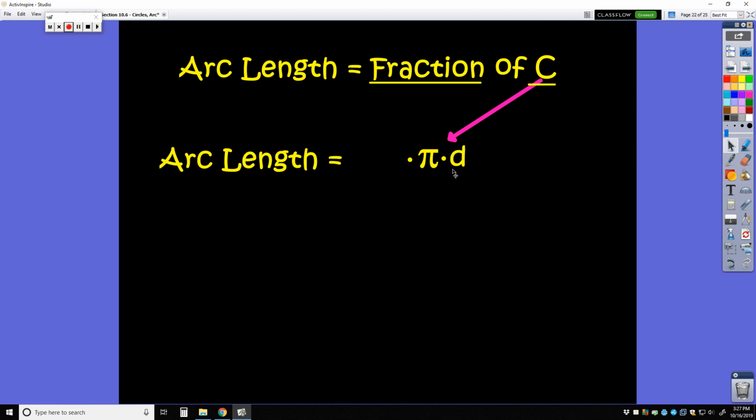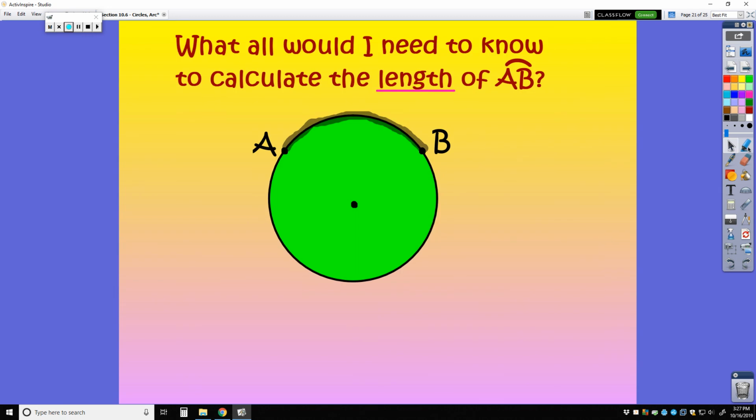So the circumference is pi times diameter, but the fraction part of this, well, how are we going to know exactly how many degrees out of 360 degrees that we want of the whole circumference? Let me just go back to this point. What we're going to do is think about a radius being drawn here and a radius being drawn here. And then we talked about this angle that was in between the two radii. And remember, that was called the central angle.